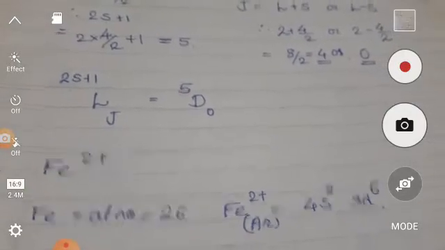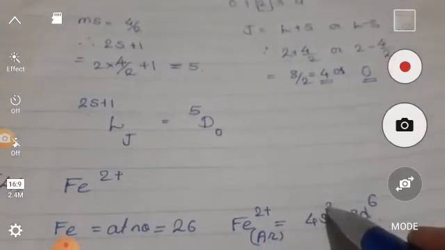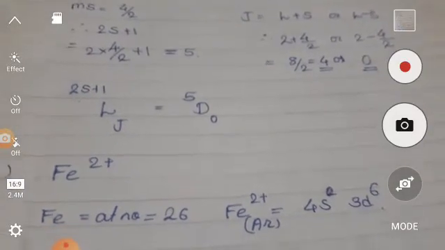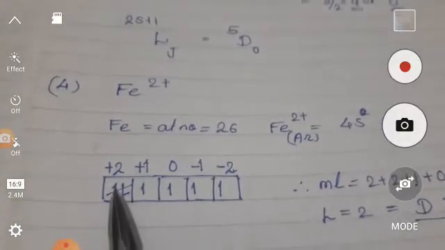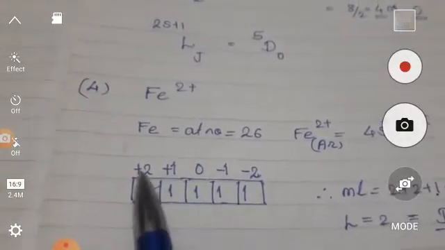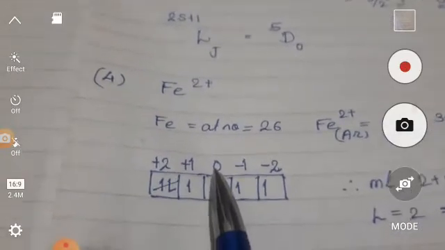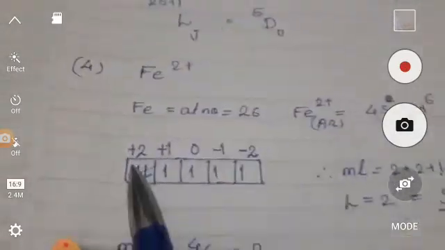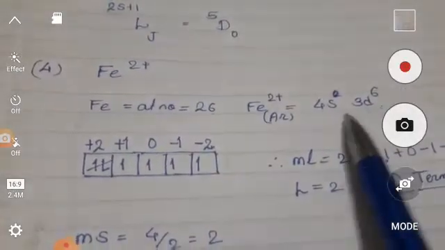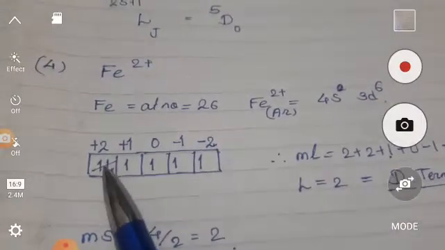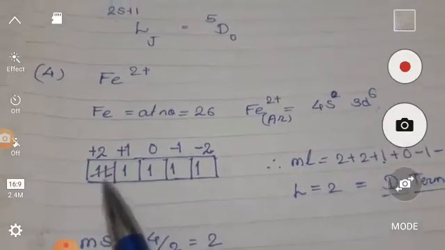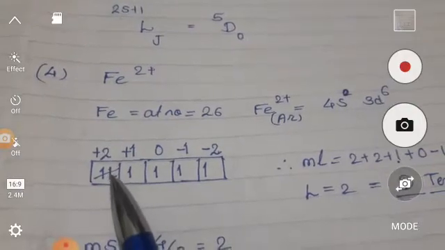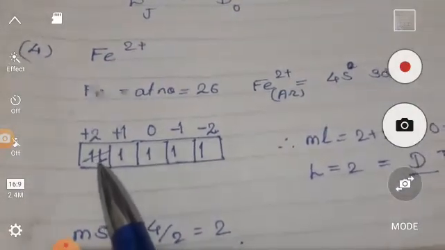But in the case of Fe2 plus, the outermost electronic configuration is 4s0 and 3d6. Now draw the d orbitals, 5 d orbitals, 1, 2, 3, 4, 5, and number the d orbitals. The central one is 0, then minus 1, minus 2, plus 1, plus 2. So there are 6 electrons in the d subshell. Okay, so put those 6 electrons into those orbitals. 1, 2, 3, 4, 5 and 6. The 6th electron, the last electron, gives spin minus 1 by 2.